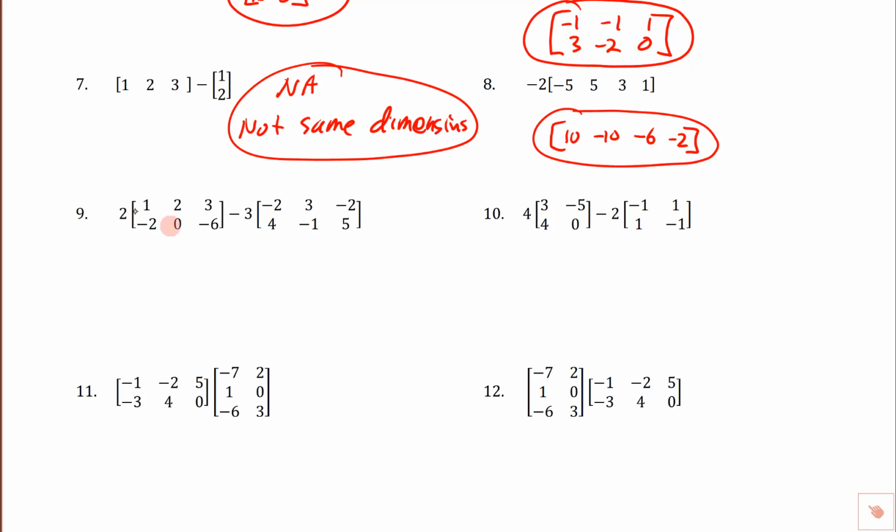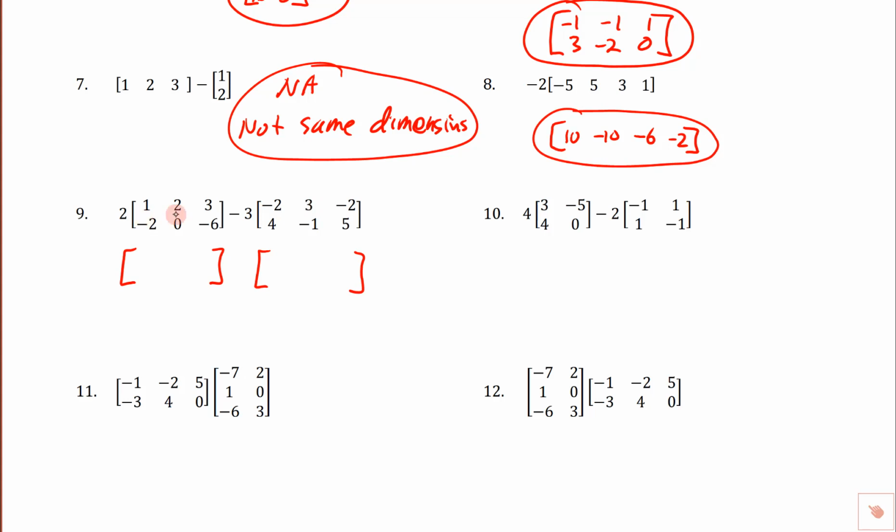So we do want to be careful here. Again, we're just going to go ahead and distribute through here. Might not be a bad idea to take a look and say, hey, can we actually combine these once we're done with the scalar multiplication? This is going to be a 2 by 3 here. The other one's a 2 by 3 on here. So we actually can combine these.